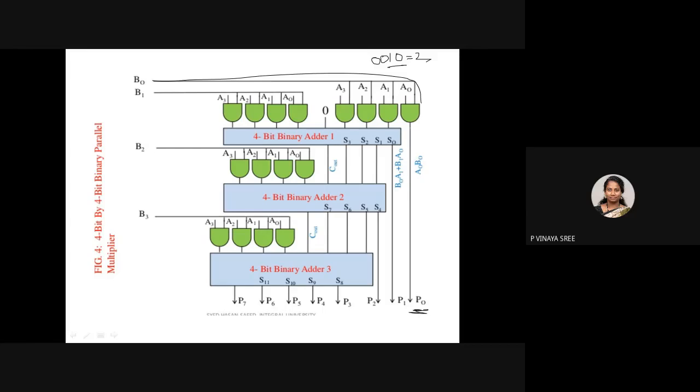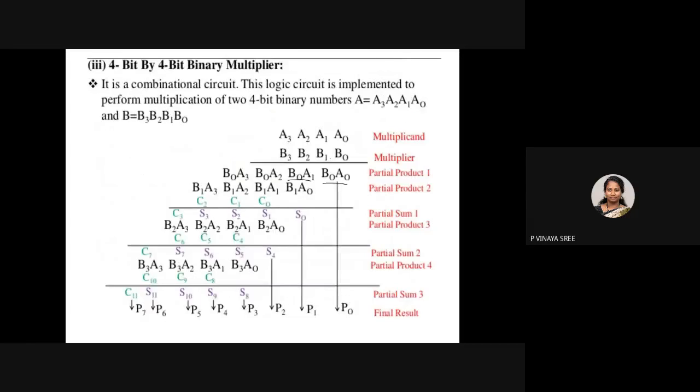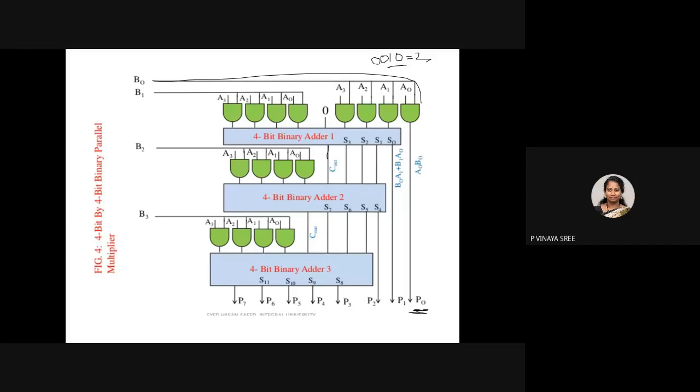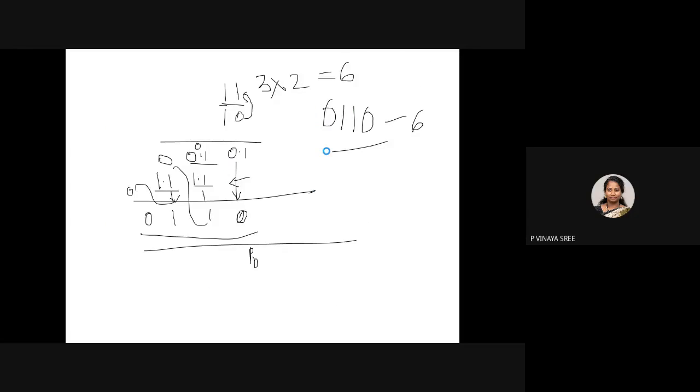After doing the 4-bit binary adder, you will be getting 4 sums and 1 carry. See here, 4-bit sum and 1 carry out. According to this diagram, the first sum, S0, we have given to P1. Next is S1, S2, S3 and carry out.